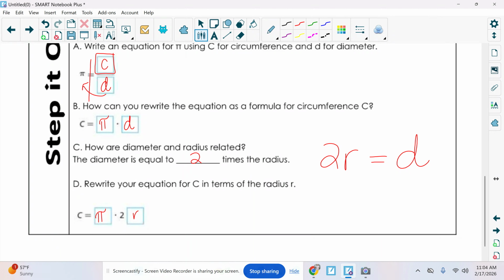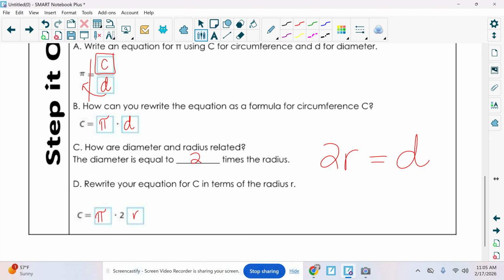Okay? Questions on that so far? The biggest thing is which is bigger, the diameter or the radius? Diameter. And how many of the radius does it take to make a diameter? 2. Okay? So, if my radius is 4, what is my diameter? If this is 4, I would add another 4 and my diameter would be 8.